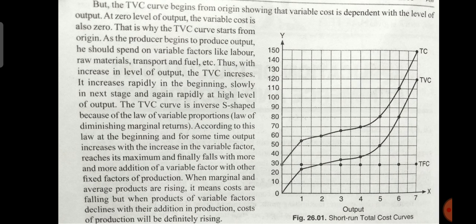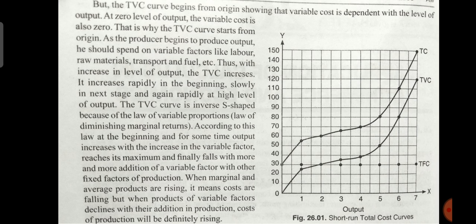It is total variable cost. The curve begins from the origin, showing that variable cost is dependent on the level of output. So at 0 level, the variable cost is 0, and then the TVC curve starts from the origin. So if the output is 0, variable cost is 0. So it always starts from the origin. So the cost function graph starts from the origin and it increases.